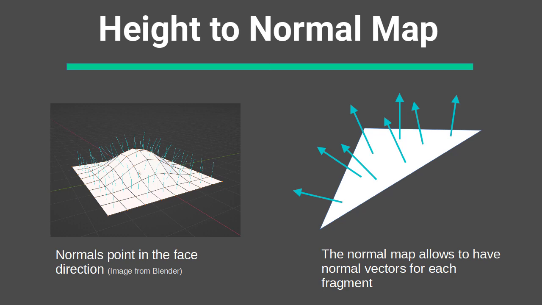Now, the normal map allows you to have multiple vectors for each fragment. This means that a single triangle can contain multiple normal vectors, and these vectors define the way to reflect the light. So it's almost like having a high-resolution mesh to show small details. Just that we don't use vertices to represent details, but normal vectors.